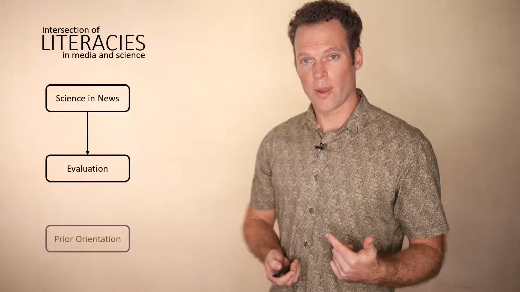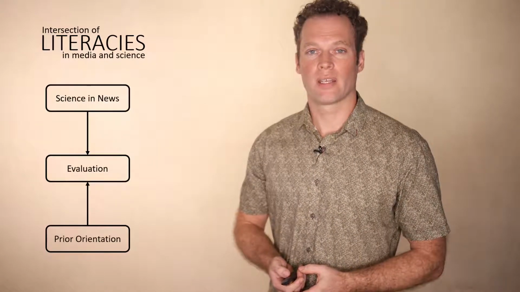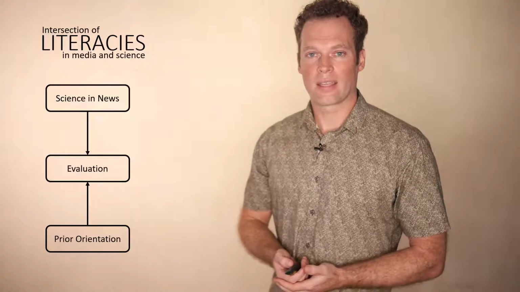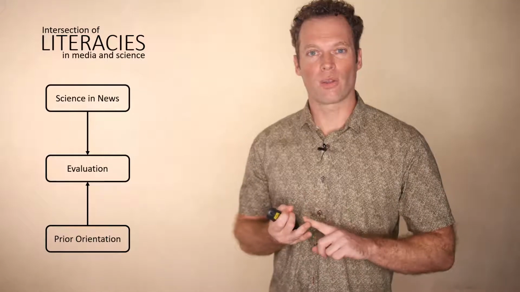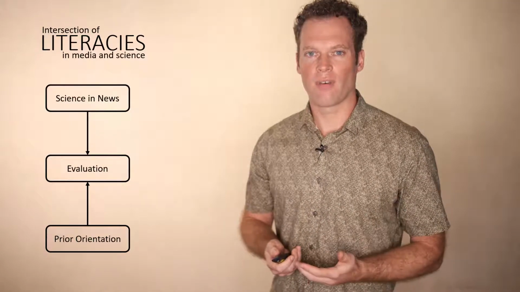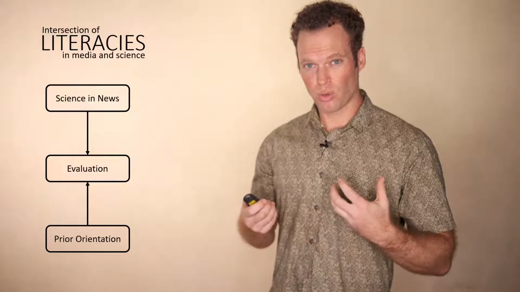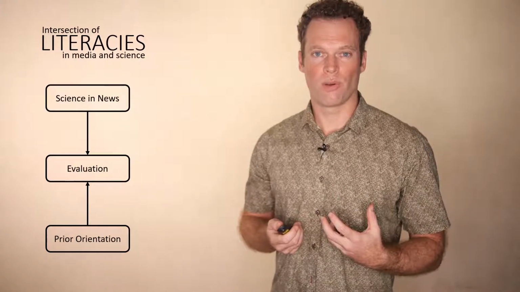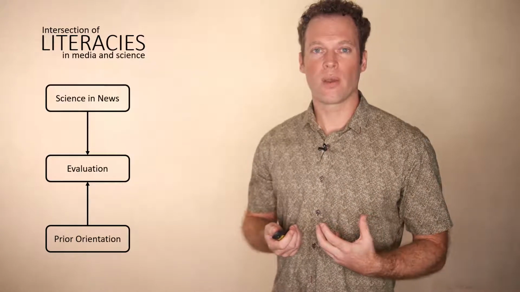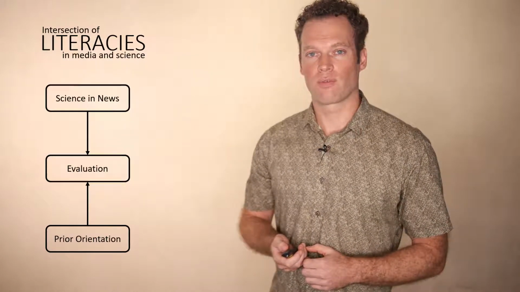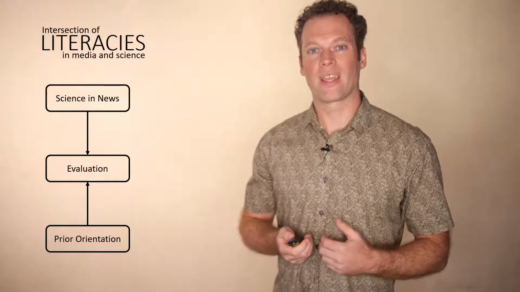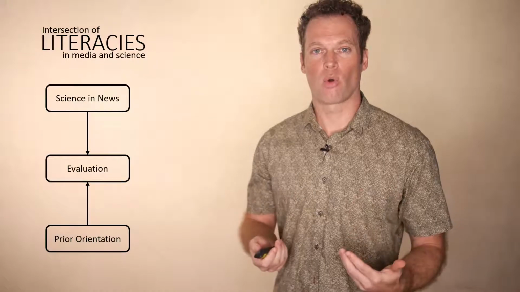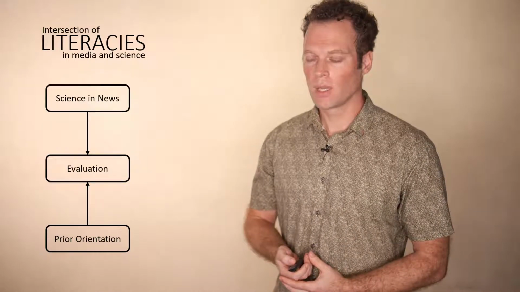Another source of evaluation, though, is the prior orientations that audiences have when they encounter news. These are the prior beliefs, perhaps value orientations, things that affect their evaluation. And sometimes people rely on their prior orientations to evaluate scientific issues, and they will disregard or perhaps ignore or even reject the scientific information they encounter in the news. When they do that, they are employing a dominant stance where their prior orientations dominate their evaluation.